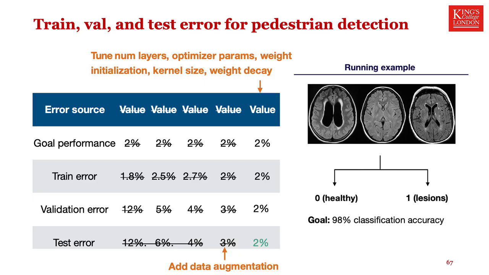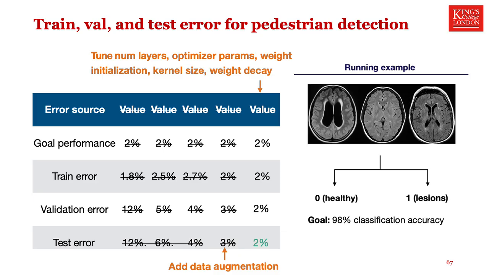And if you tune the number of layers, optimize parameters, weight initialization, kernel size, all of these other things, you might end up in a situation where everything is 2%. And this is the holy grail, right? Where your train error is the same as your human performance, which is the same thing as your validation error, which is the same thing as your test error.